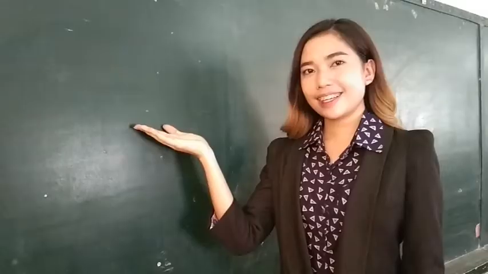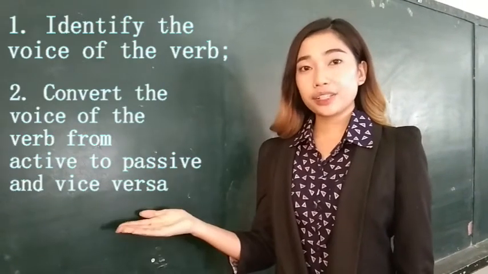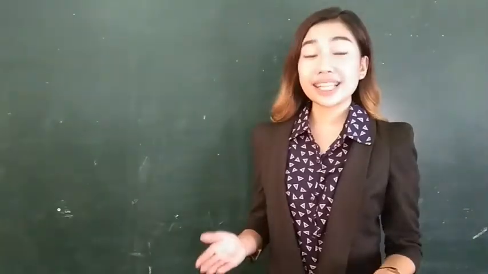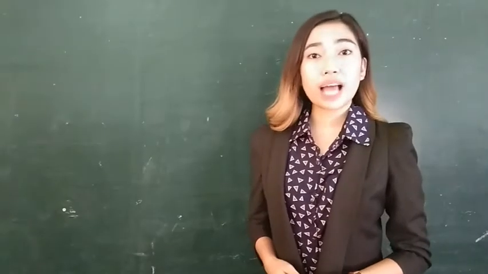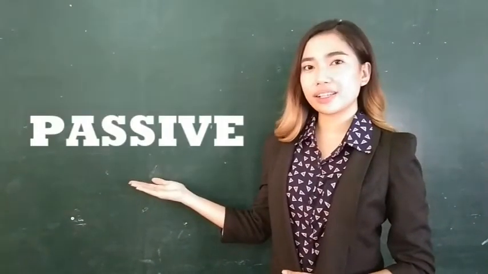Before we start our lesson, here are our learning objectives. At the end of the lesson, the students are expected to identify the voice of the verb, convert the voice of the verb from active to passive, and vice versa. So, what is really the voice of the verb? Basically, the voice of the verb has two types, active and passive voice.